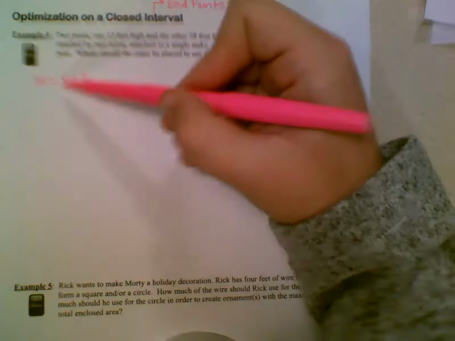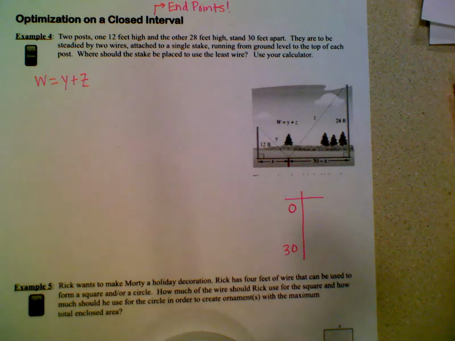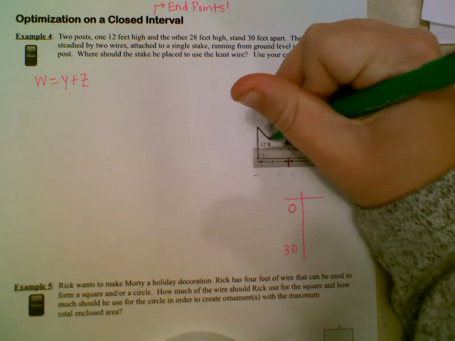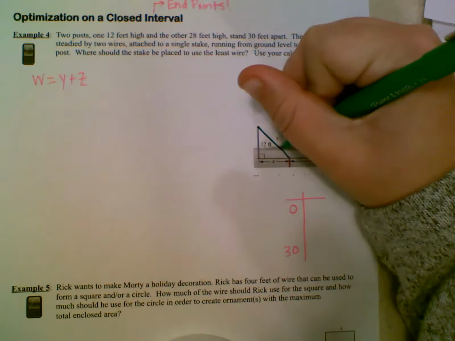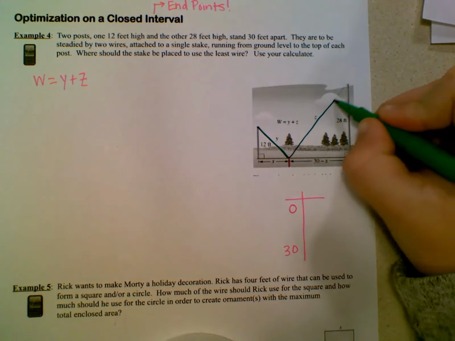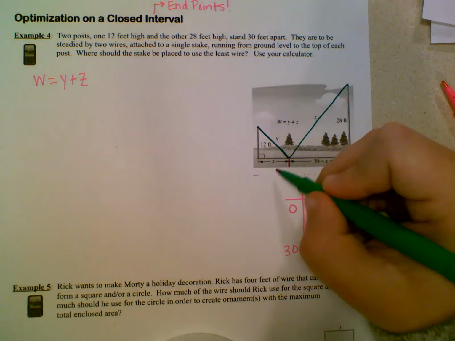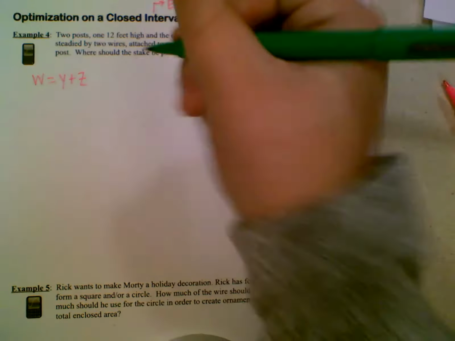All right, and so W plus Z, that actually gives us, we have what, 3 variables we're working with? And so what we're going to do is write a secondary equation for Y in terms of X, and then write an equation for Z also in terms of X. You should be seeing that there are 2 right triangles here, so you can use the Pythagorean theorem.